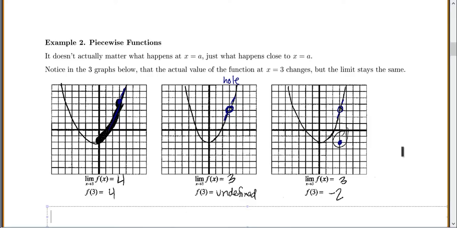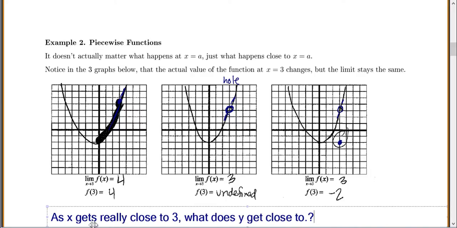It looks like my graph changed a little bit. Okay, so I had a 4, a 3, a 3. But remember, as you look at this, you're just saying, as x gets really close to 3, what does y get close to?